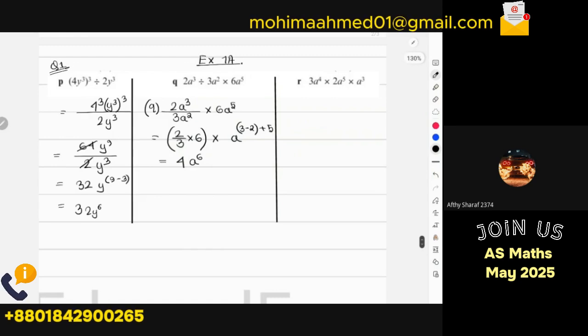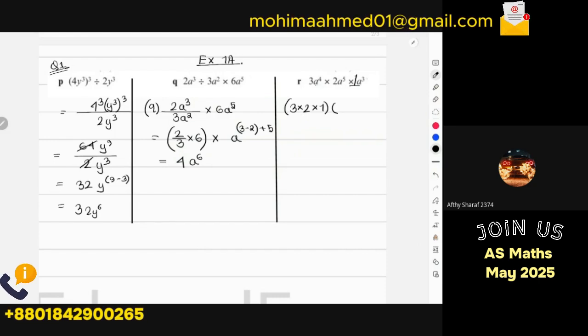Okay, one minute. Now we are done with P, Q. Let's do R over here. R is easy because all of the numbers are getting multiplied with each other. If you do not have any number in front of an alphabet, that indicates it has one there. So for the numbers, you have 3 multiplied with 2 multiplied with 1, and this is multiplied with a power 4, a power 5, a power 3. That means the power of a will be 4 plus 5 plus 3.